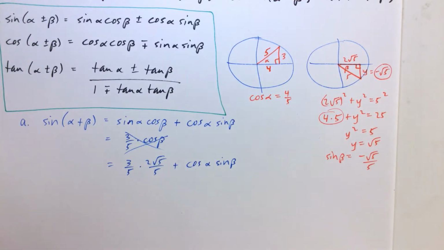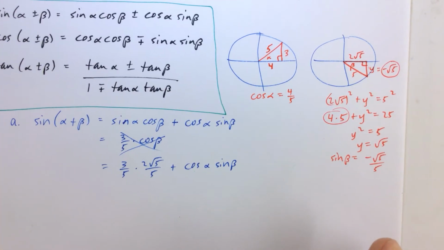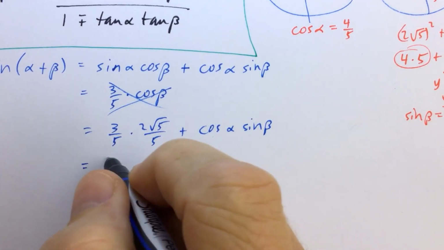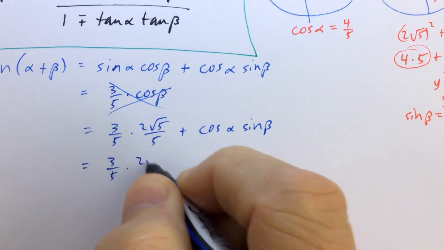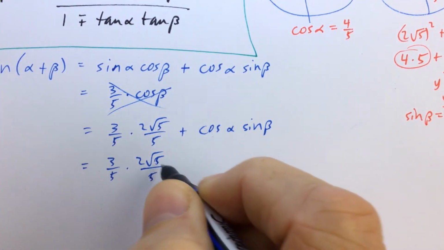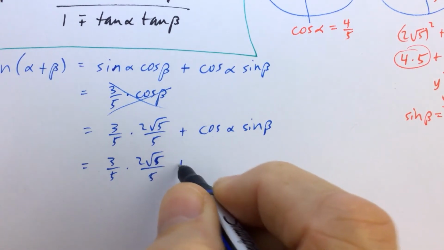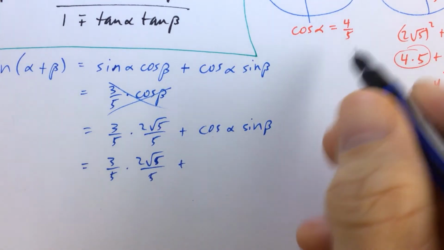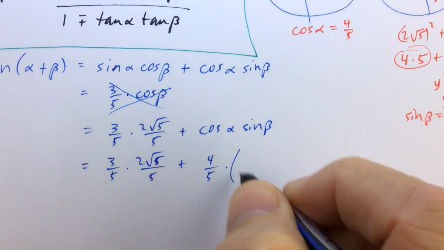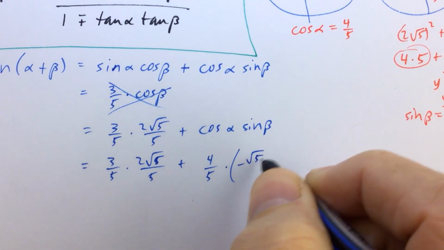So all we have to do now is replace in our formula here. We will replace the cosine of alpha and the sine of beta. So we have 2 radical 5 over 5 there, and then plus cosine of alpha, we said that's 4/5, and the sine of beta is negative radical 5 over 5.